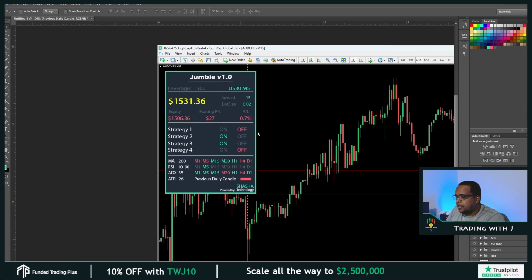And if it's on, the off would be grayed out, and the on would be in green. And if it's switched off, it would be the other way around, where the off would be in red and the on would be in gray, right?